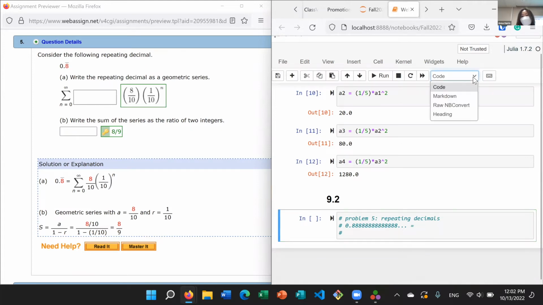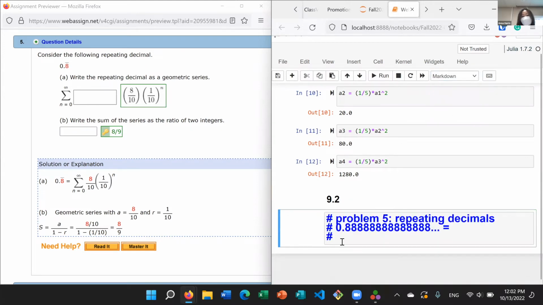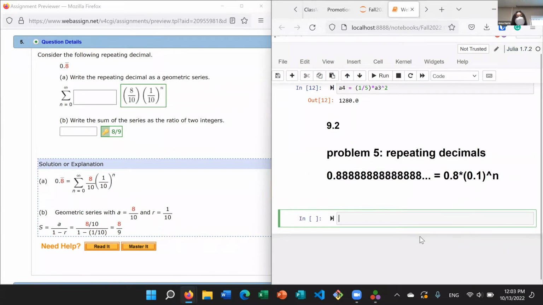in fact, I'm going to make this one to be a code. So you can rewrite 0.8. Okay, this into 0.8. Okay, and then multiply with what? 0.1 to the what? Power, to the n power, whatever the n is. Okay, you can rewrite it that way.